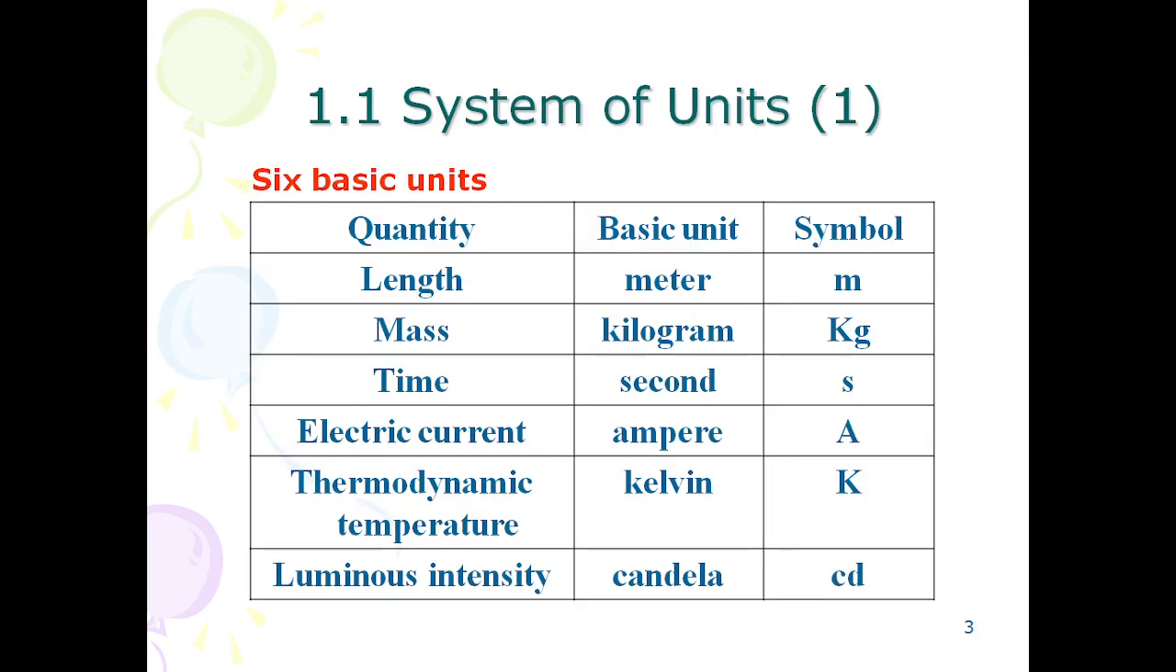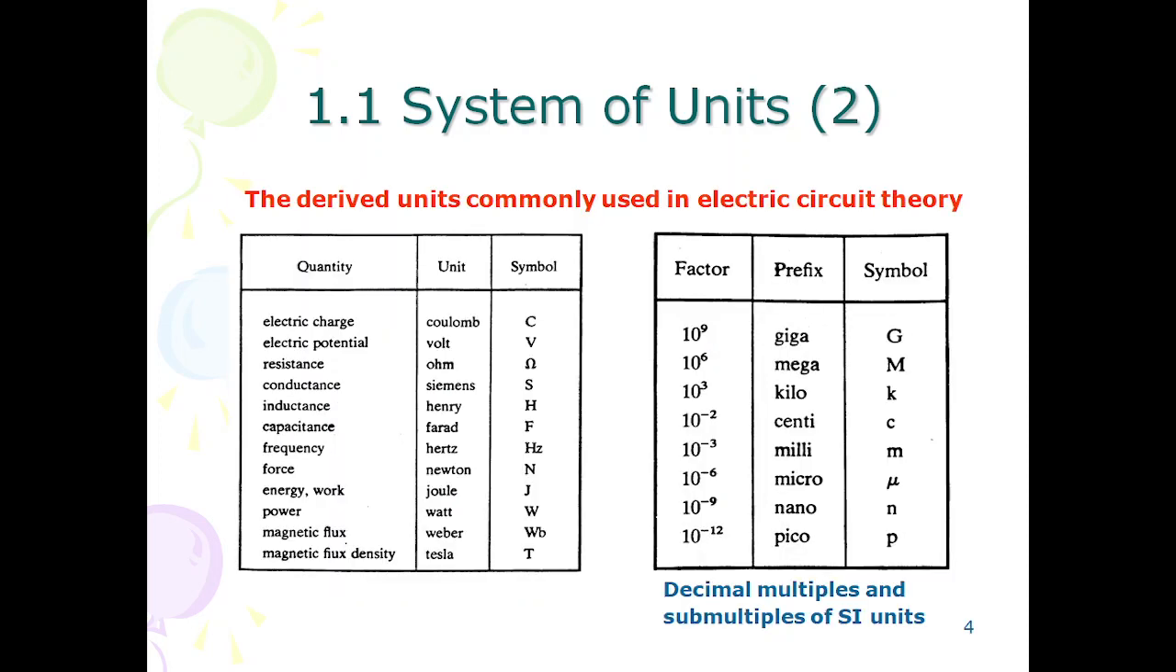We have 6 basic units. Length we calculate in meter, mass in kilogram, time in seconds, electric current in amperes, thermodynamic temperature in Kelvin, luminous intensity in candela. Then system of units: coulomb. Charge is measured in coulomb, and we denote it as C in this symbol.